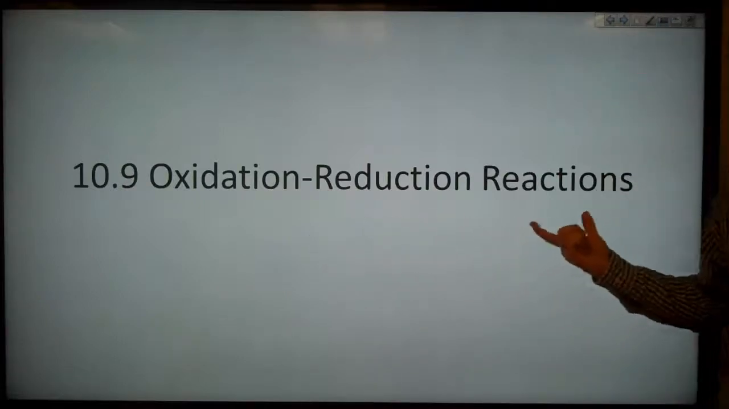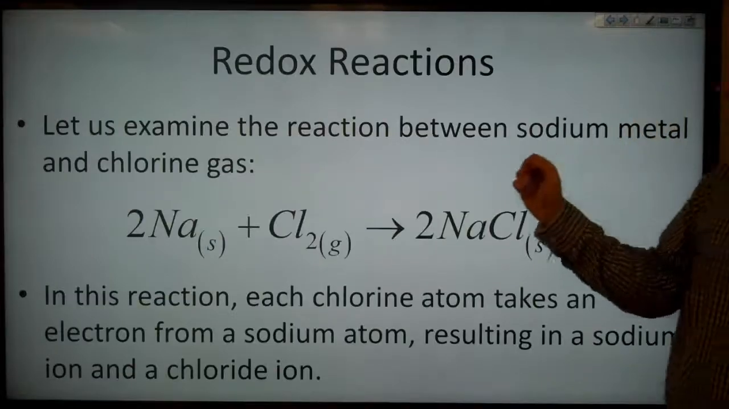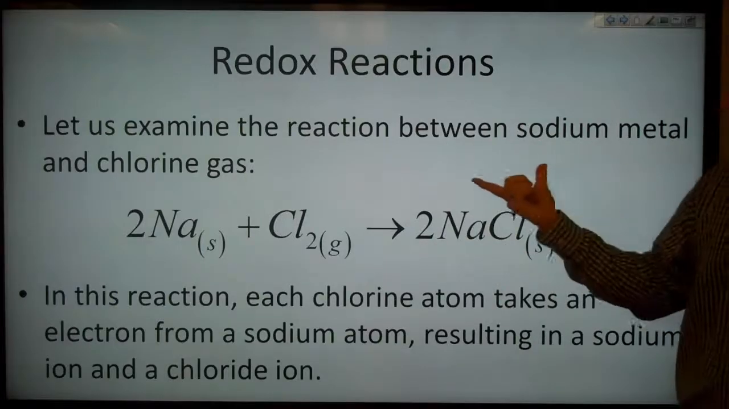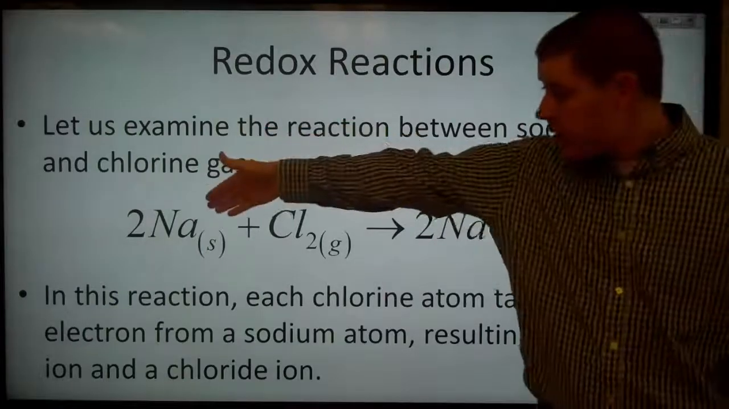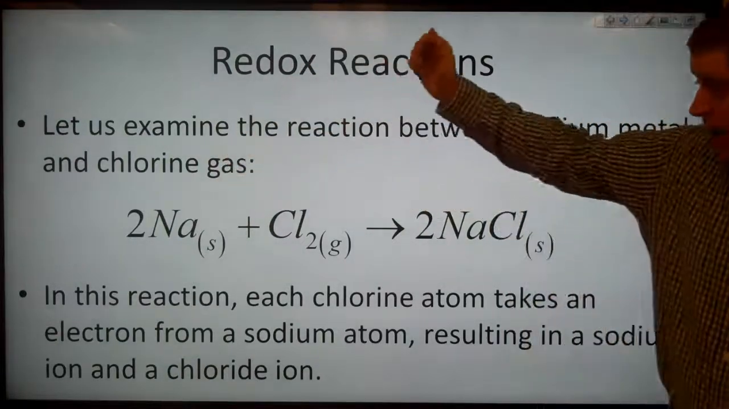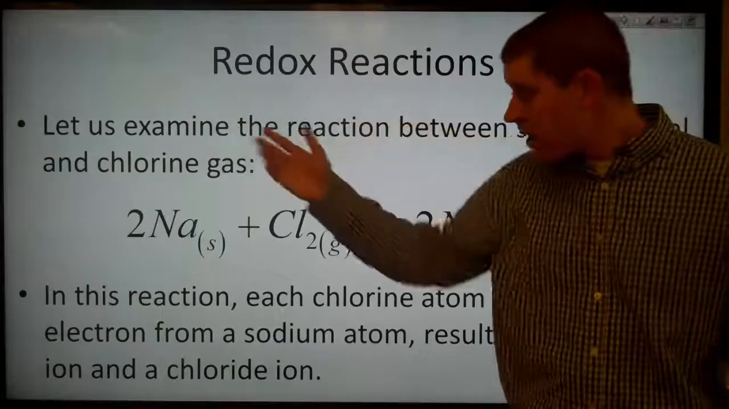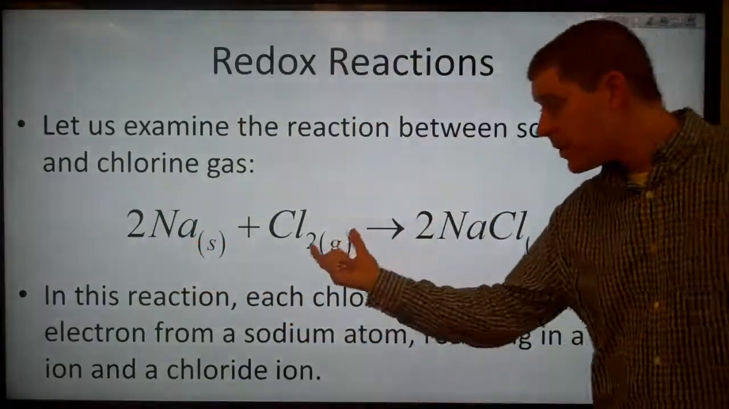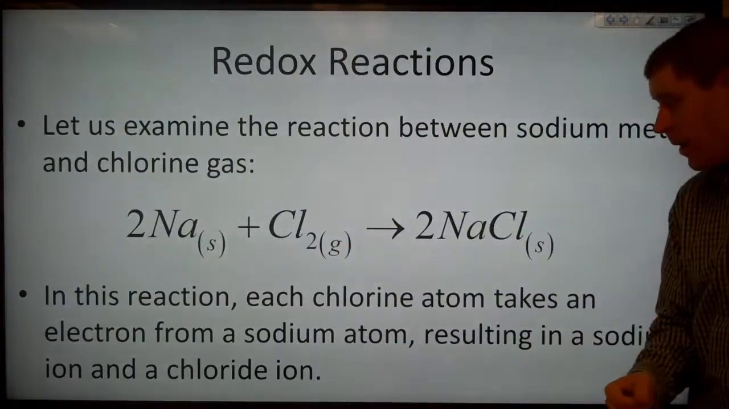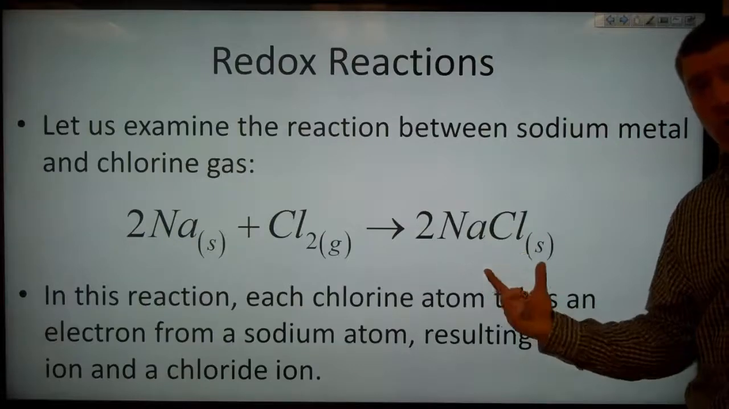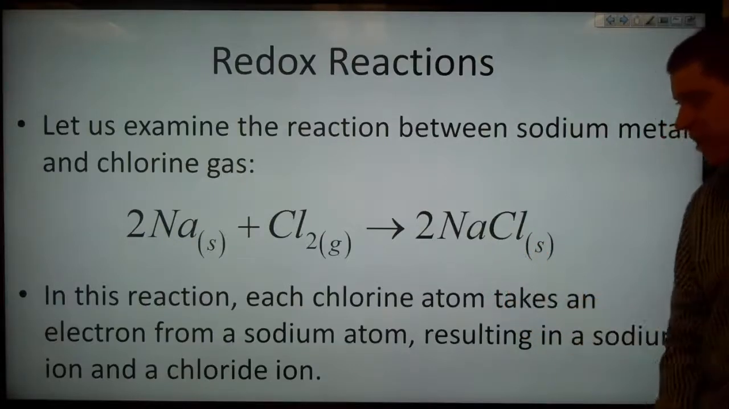Welcome to oxidation-reduction reactions. So, let's examine the reaction between sodium metal and chlorine gas. So we have sodium metal reacting with chlorine gas. Now, in this case, because the chlorine is diatomic, we need two sodium atoms reacting with the chlorine molecule to give us two sodium chloride molecules or formula units. In this case, it's a solid.